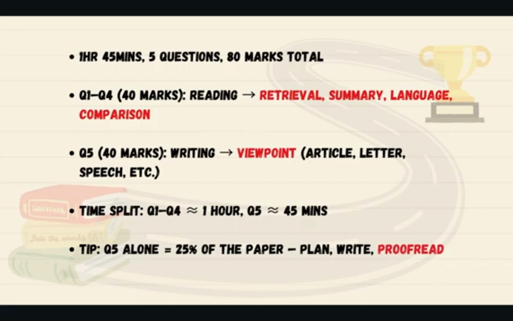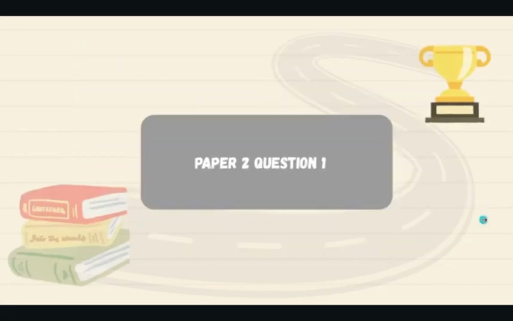Time split I'd recommend is question 1 to question 4 is for 1 hour spent in time, and question 5 is 45 minutes. The best tip is that question 5 alone is worth 25% of the paper, so you have to plan, write and proofread your answer for this question.